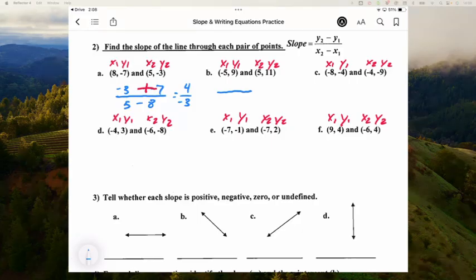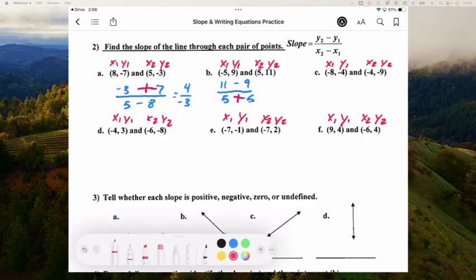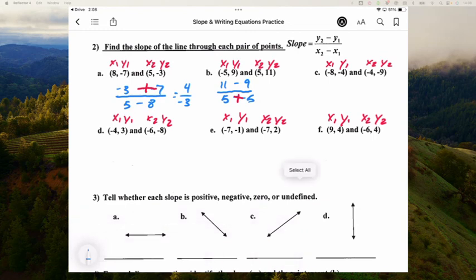Template again, remember to put your minus sign in the middle. y2 is 11, y1 is 9, x2 is 5, x1 is negative 5. That's going to change to plus. We're going to have 11 minus 9 is 2, 5 plus 5 is 10, and that's equivalent to 1/5.